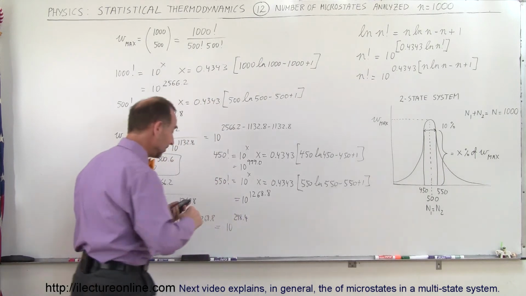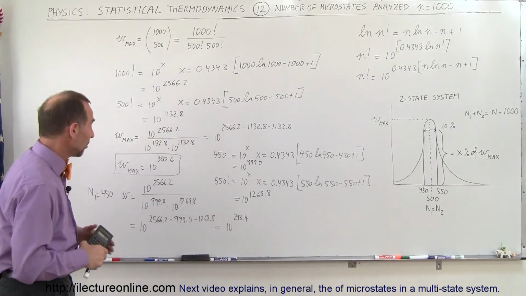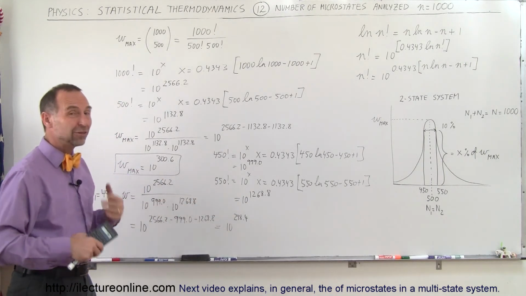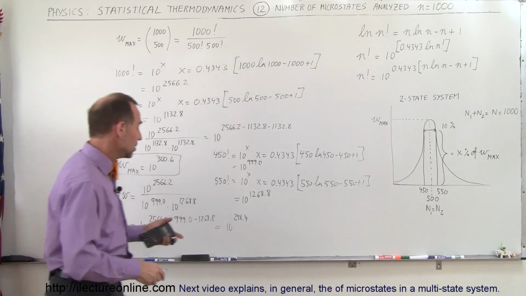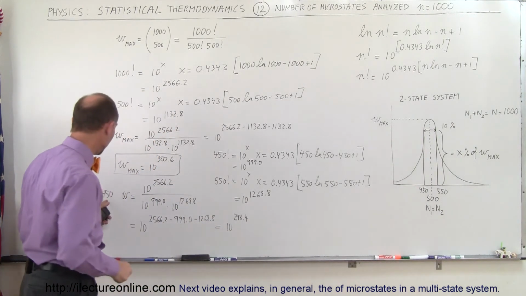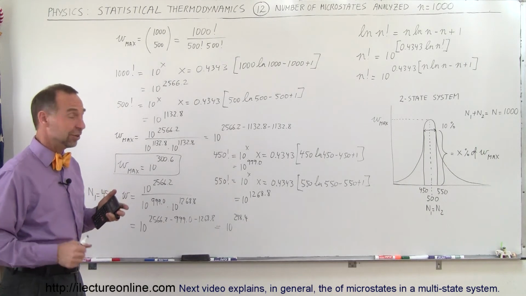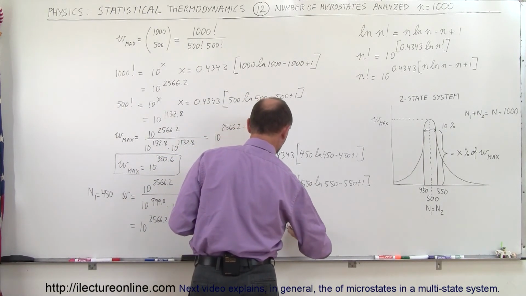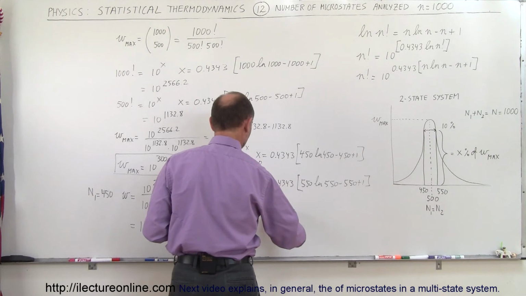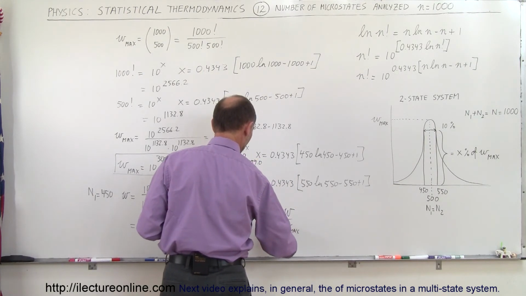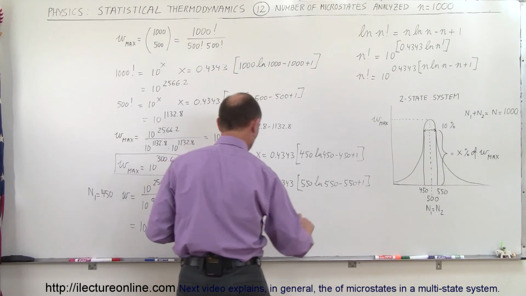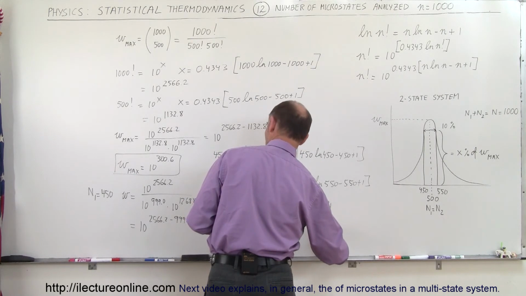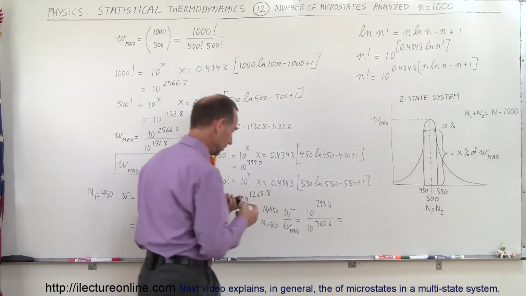Now you may say, wow, that's still an enormously large number, and yes it is indeed, but not as large as this. You say, well, does that really make any difference? Well, let's do a ratio. Let's compare the number of microstates when N1 is 450 compared to the number of microstates when N1 is 500. This is, of course, the highest probability condition. So this divided by this max, where in this case N1 is equal to 450, and there N1 is equal to 500. So what's that ratio? Well, we have 10 raised to the 298.4 divided by 10 raised to the 300.6. Let's see what that ratio is.